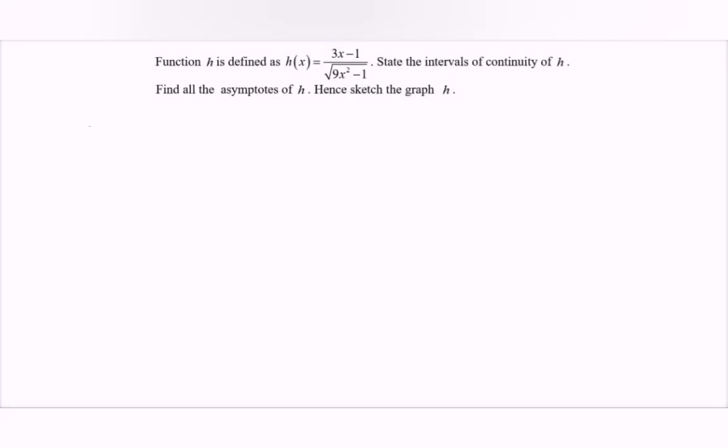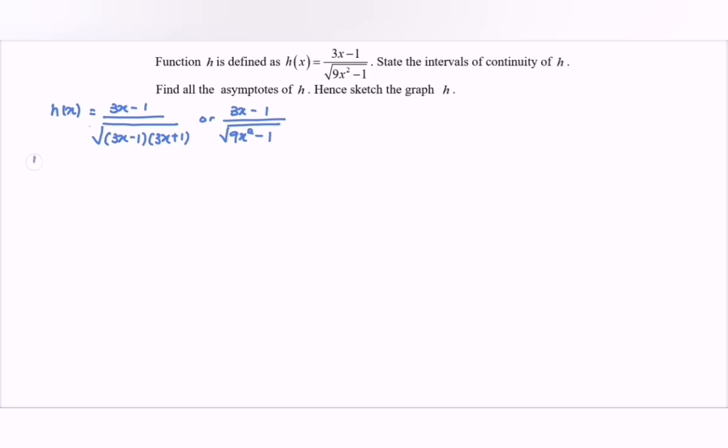Here we have the function h defined as h(x) equals 3x minus 1 over the square root. If we factor the situation, 3x minus 1, 3x plus 1, or you may rewrite it as 3x minus 1 over the square root of 9x squared minus 1. State the interval of continuity of h. Find all the asymptotes of h, hence sketch the graph.